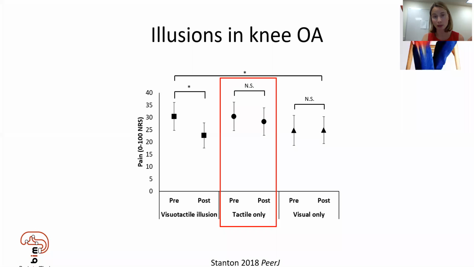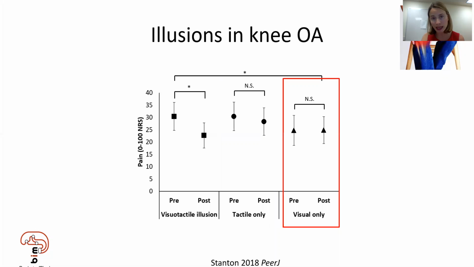There was no effect on pain. And there was no reduction in pain when we just visually changed the size of their knee and their leg. So what this suggests is that having these illusions that change your perceived size of your leg seem to modulate the experience of pain. And it suggests that these innate sensory processes might be intact in people with knee osteoarthritis. And that gets quite exciting, because maybe we can then use them to our advantage in treatments.